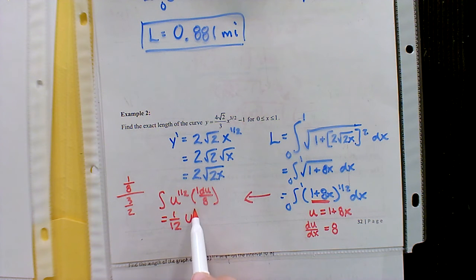And then if we added 1 to the power, we would have u to the 3/2. Do we need the plus c? No, because we know the bounds. Okay, so we need to evaluate 1/12, and then instead of u, we can go ahead and substitute in what we said u was, that 1 plus 8x. And we got to evaluate from 1 to 0.